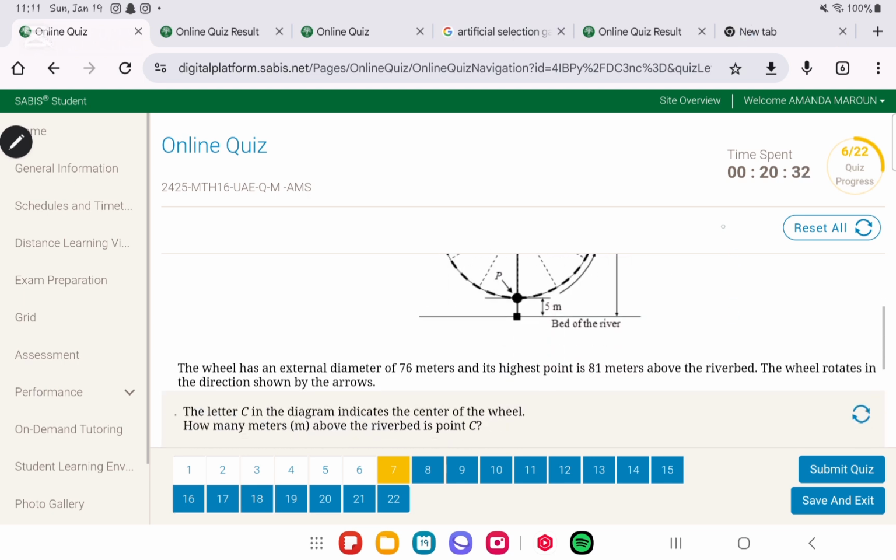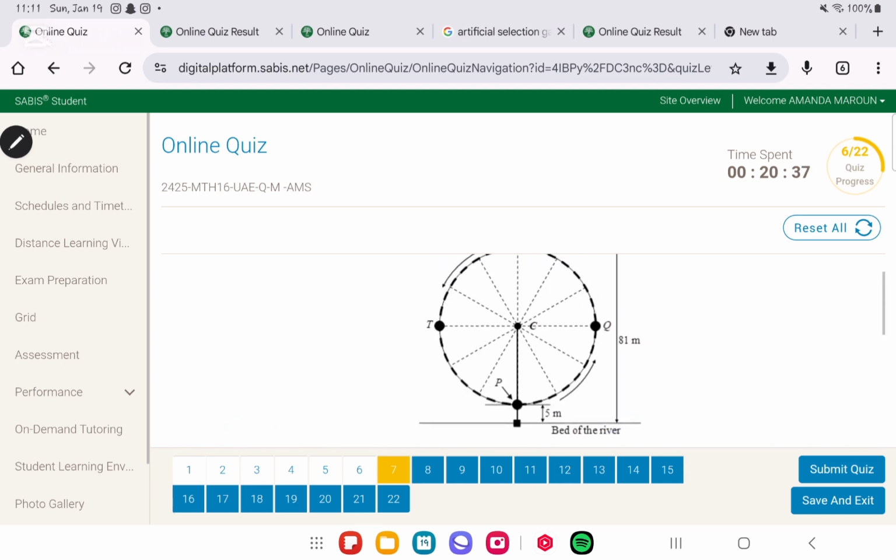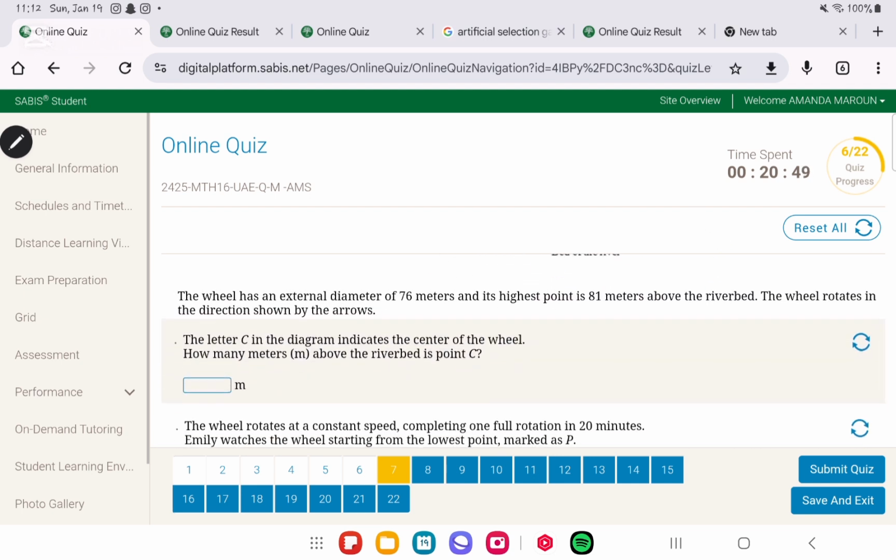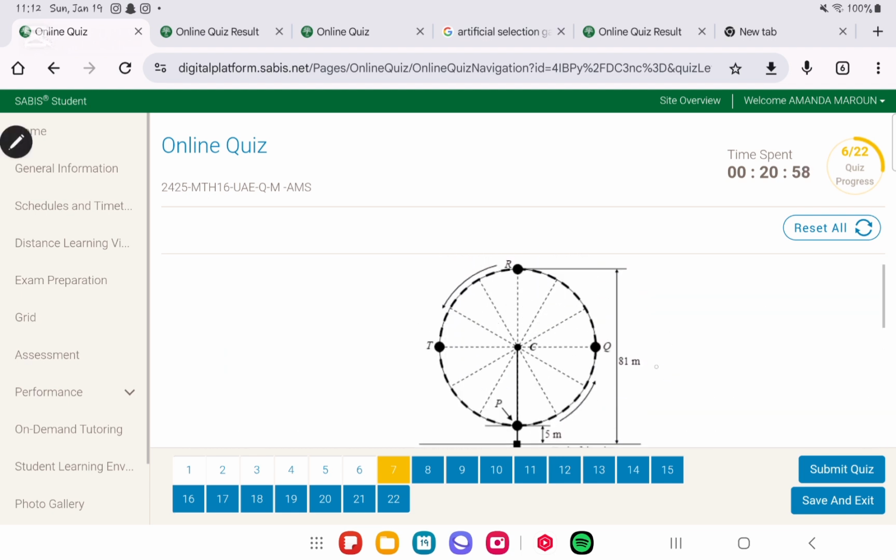Alright? Now, they told us the wheel rotates in the direction shown by the arrow, so it will rotate in this direction, which is counterclockwise. Okay? So, the letter C in the diagram indicates the center of the wheel. They asked how many meters above the riverbed is point C. This is a tricky question at first, but once you know how to solve it, it will not be tricky at all.